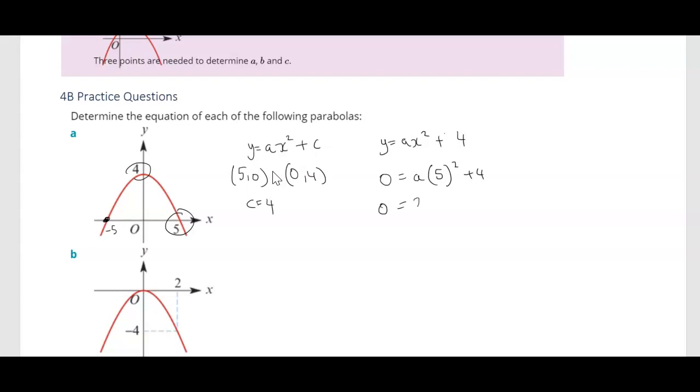So 5 squared is 25. And then I'm going to have a equals negative 4 over 25.